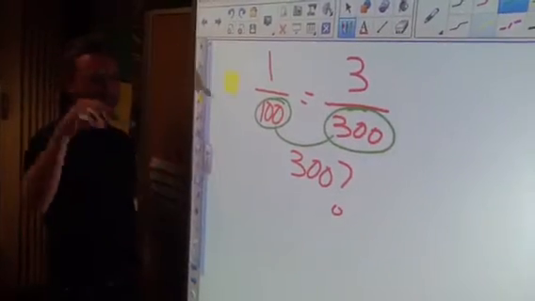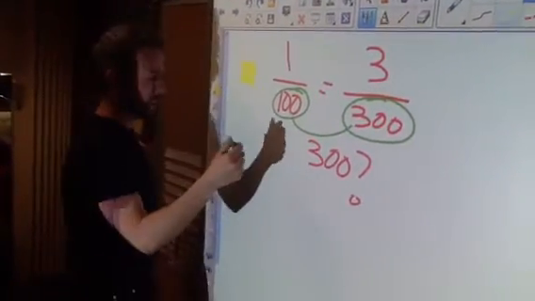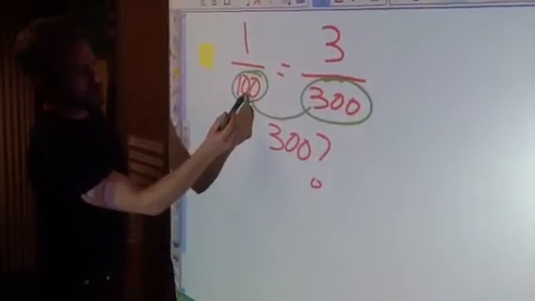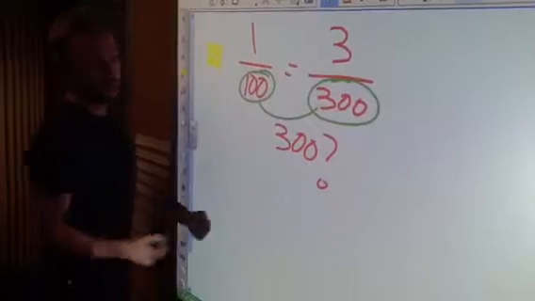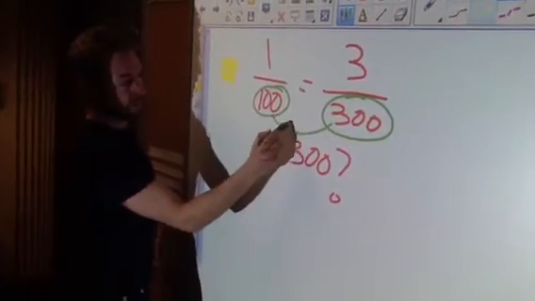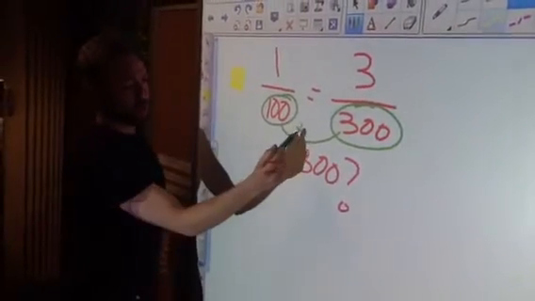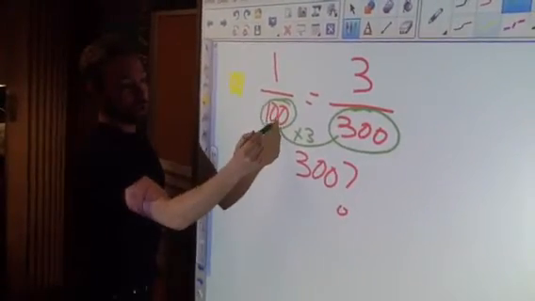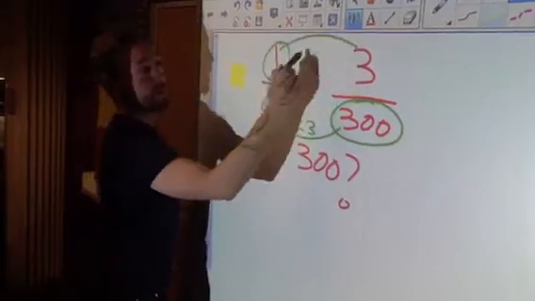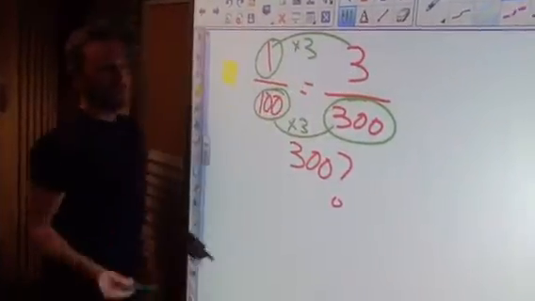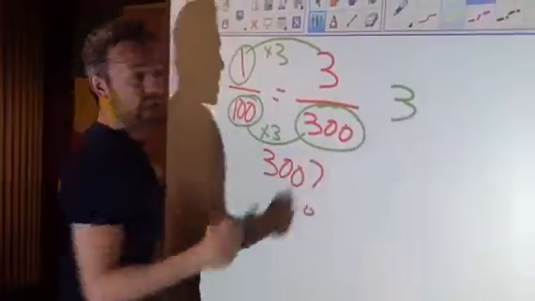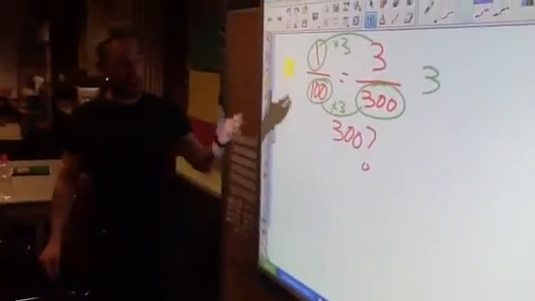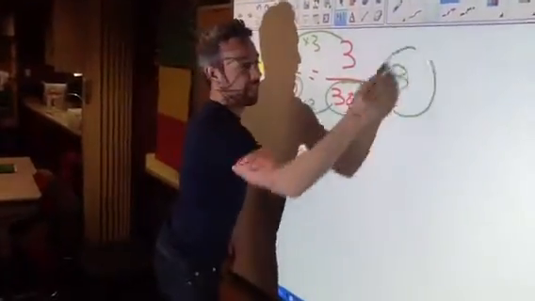Yeah, one of my coworkers a long time ago taught me. He was called Ryan something. So, what are you doing to 100 to get 300? Multiplying by 3 times. That's right. And so, what you do to the bottom, you do to the top. 1 times 3. So, we have 3 chances of getting yellow when we roll the dice 300 times. That's not very good odds.